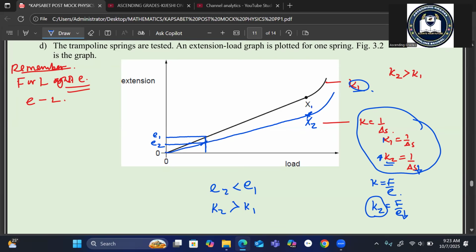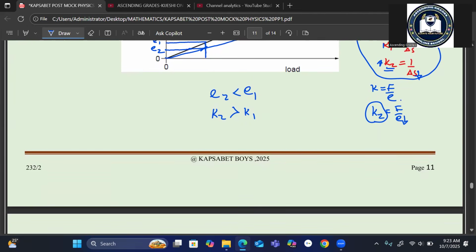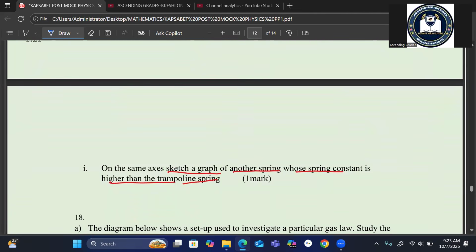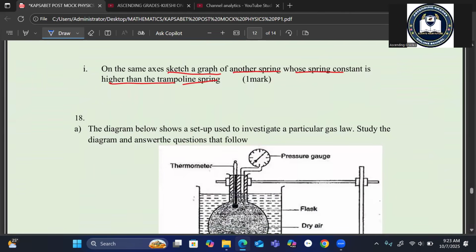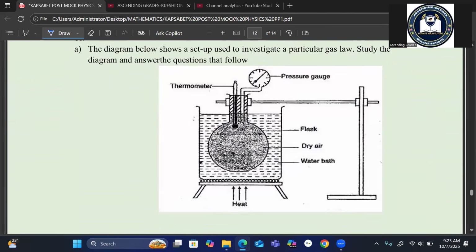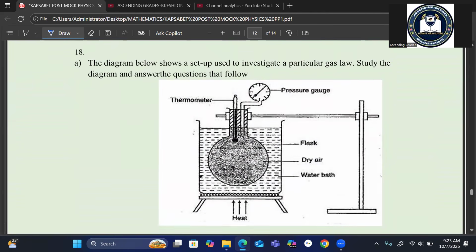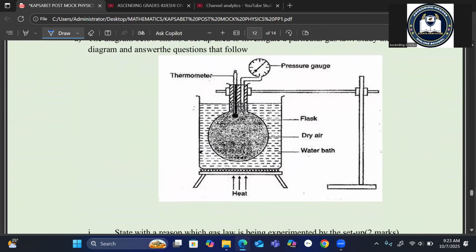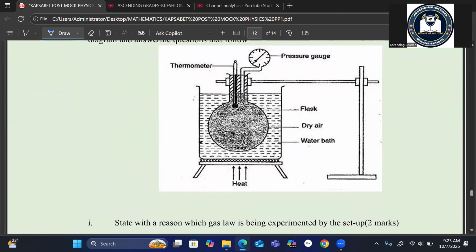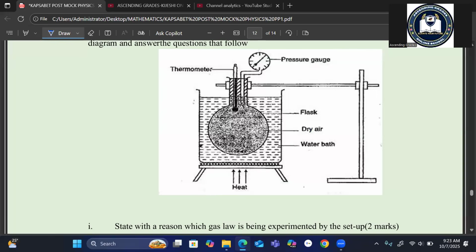That is question 18 now. The diagram below shows a setup used to investigate the particles of gas law. Study the diagram and answer the questions that follow. Look at the diagram clearly.